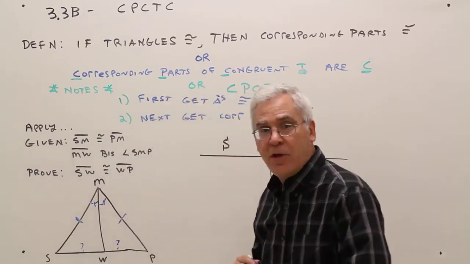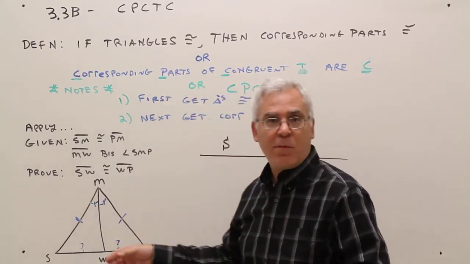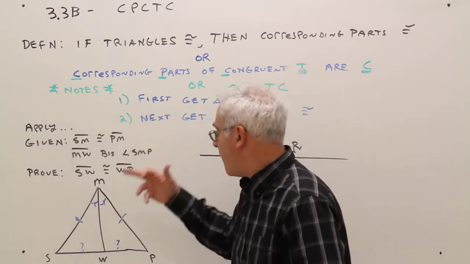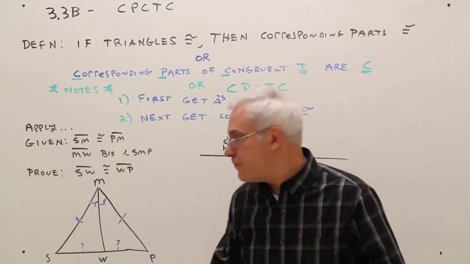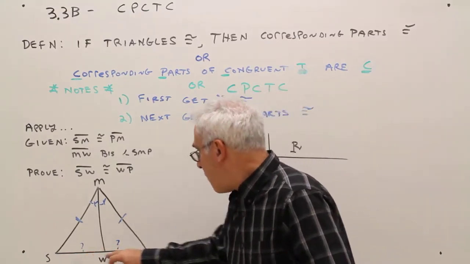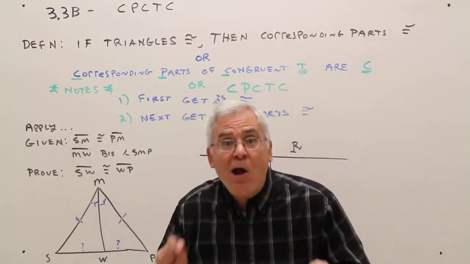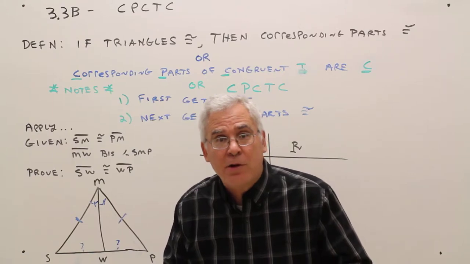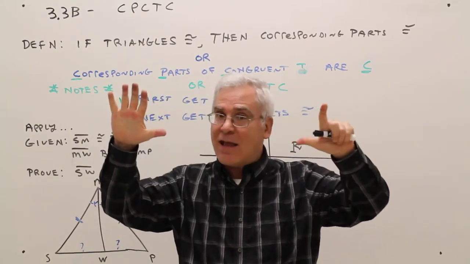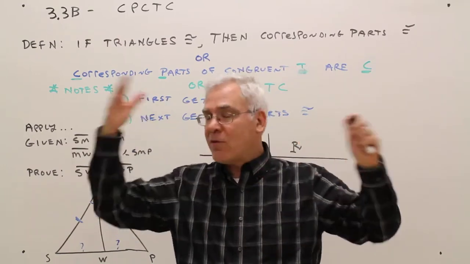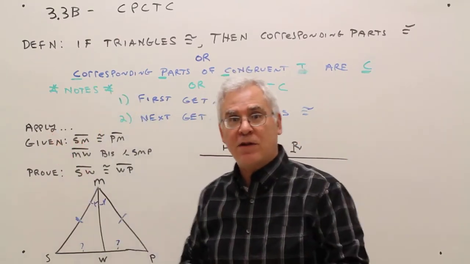Prove that SW, this chunk here, I'll write it up here so you can see it better, is congruent to WP, that chunk there. A common mistake students might jump right to is to say, oh, if I'm a bisector, I got 2 congruent segments, but that's an angle bisector. All right, so what I'm looking for is parts of triangles to be congruent. So let me first get the 2 triangles congruent, and then I can get the corresponding parts. That's the whole crux, once again, of CPCTC.